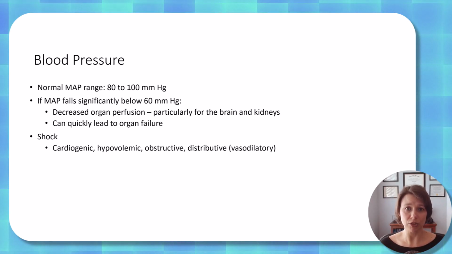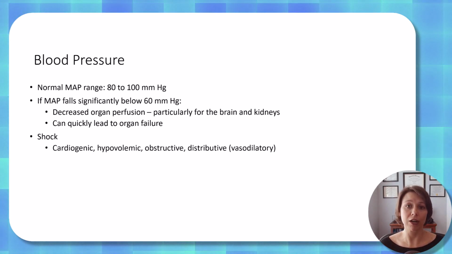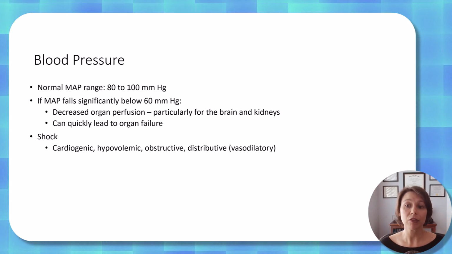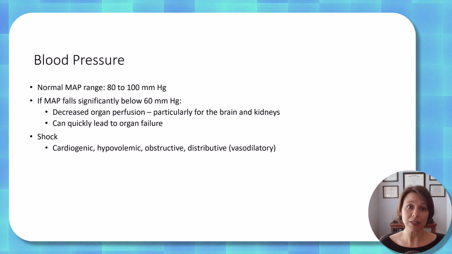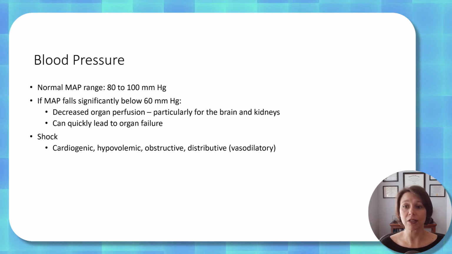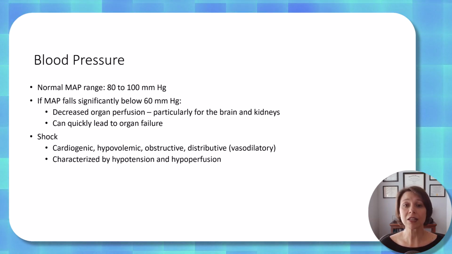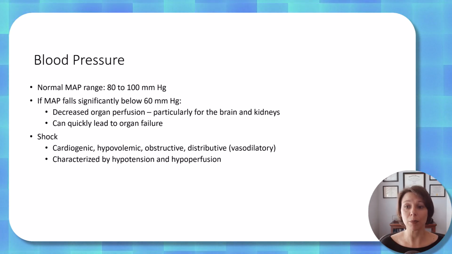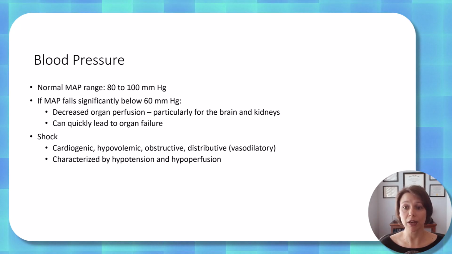There are 4 different types of shock, and we will cover that in more detail later, but the ones that you need to be able to identify are cardiogenic, hypovolemic, obstructive, and distributive. Distributive is also called vasodilatory. A lot of times shock is characterized by hypotension and hypoperfusion.